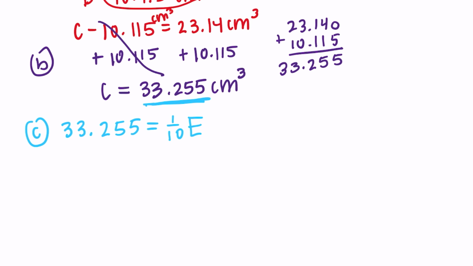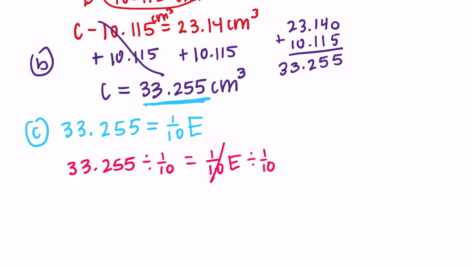So D just wants us to solve that. So to get rid of 1/10 here, it's doing 1/10 times E. I'm going to divide by 1/10. So we would do 33 and 255 thousandths divided by 1/10 is equal to 1/10 E divided by 1/10. And when I do 1/10 divided by 1/10 there, those cancel out. So we're just left with E. And 33 and 255 thousandths divided by 1/10.